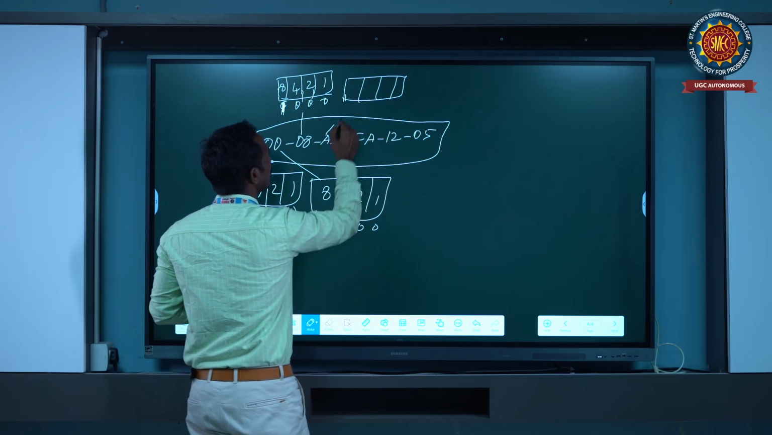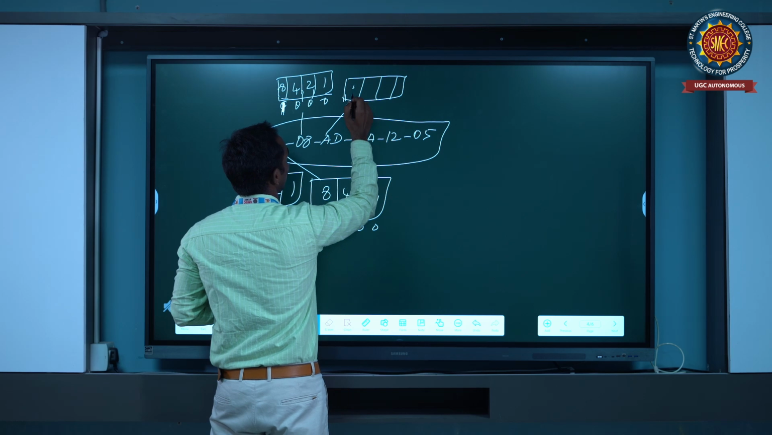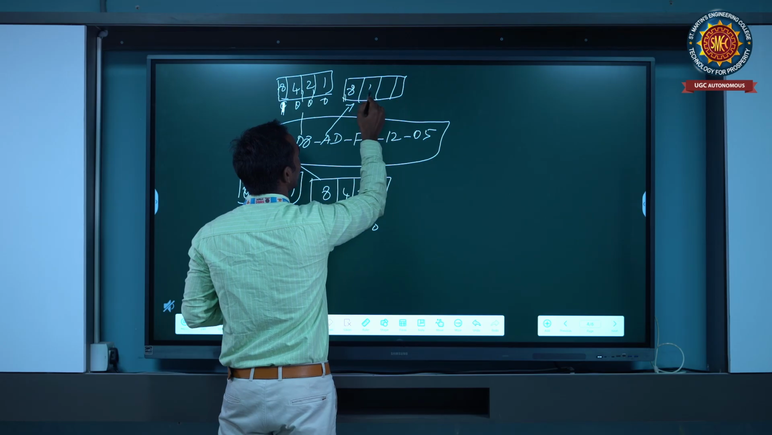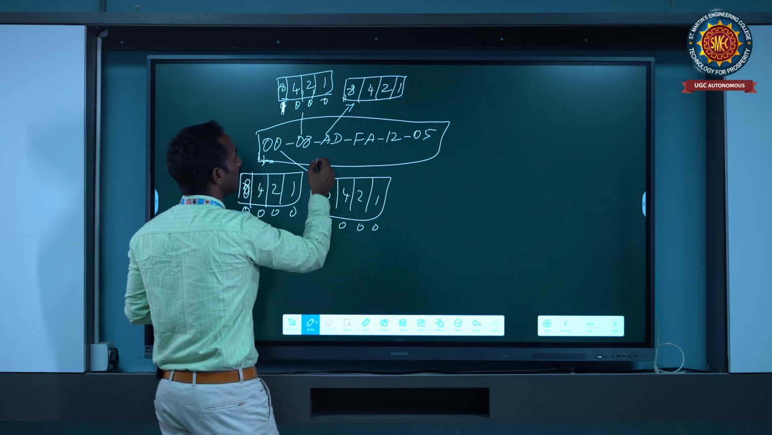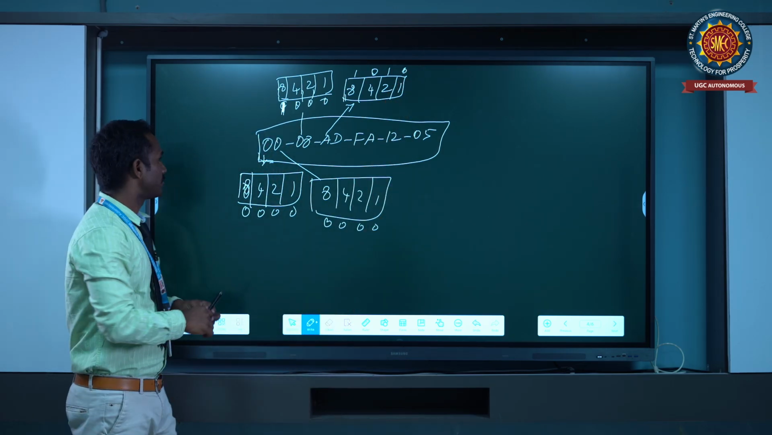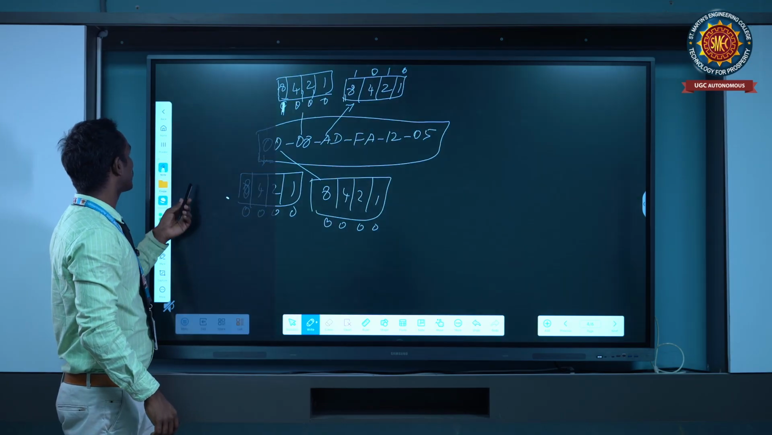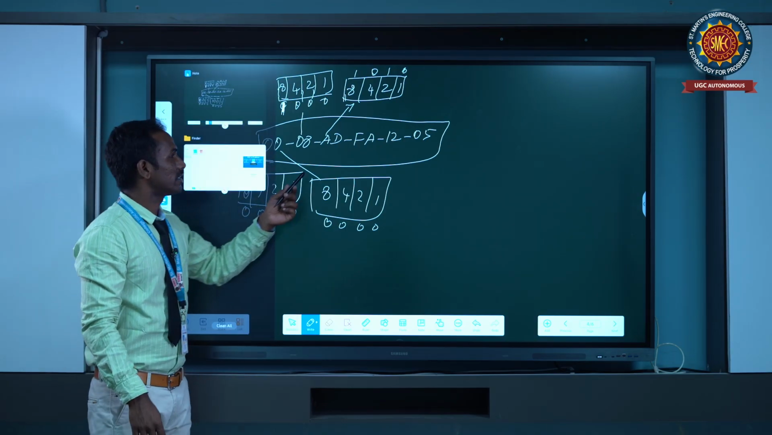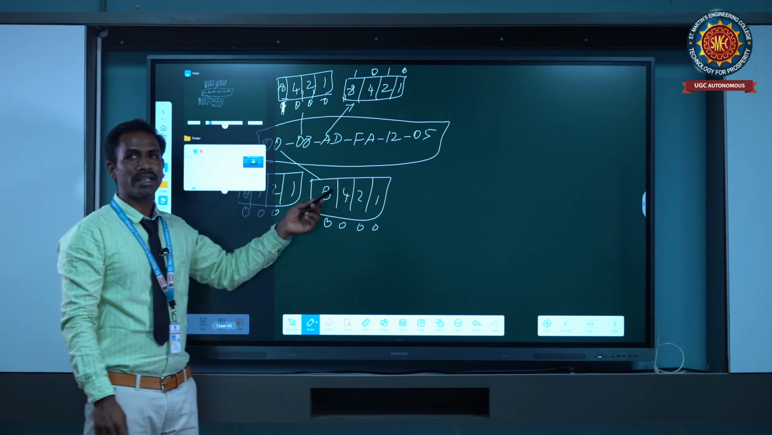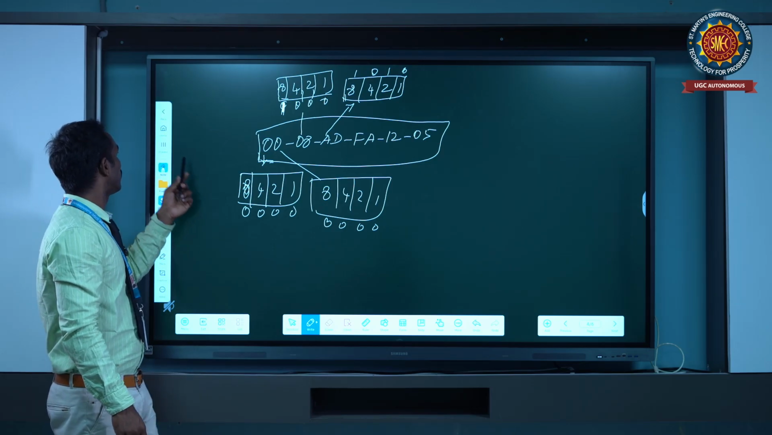So the next value is A. What is A? A is nothing but 10. How to convert the hexadecimal to binary? 8, 4, 2, 1. So put the value for 8 and 2, the remaining is 0. That is the hexadecimal. So the MAC address contains the physical address in hexadecimal format. This is 12 hexa digits. Each one hexa is 4 bits.